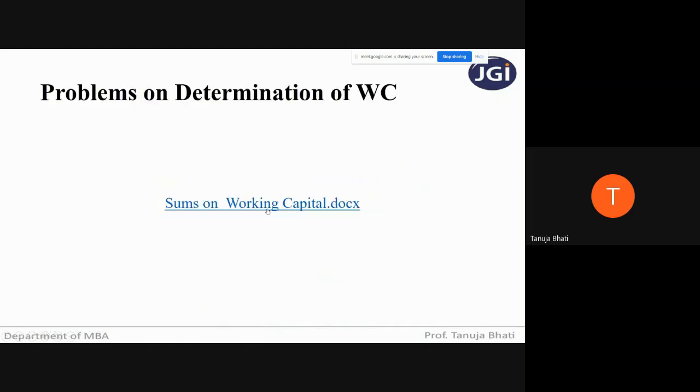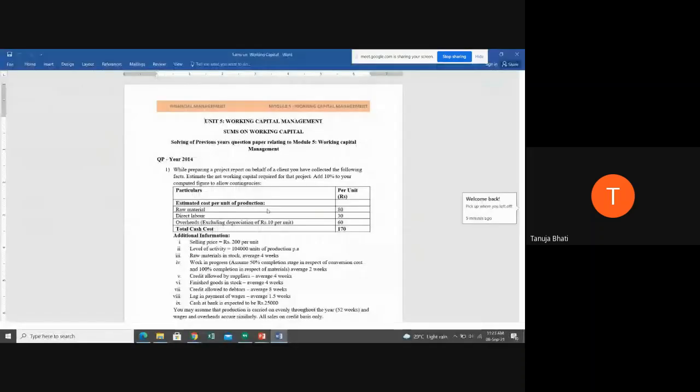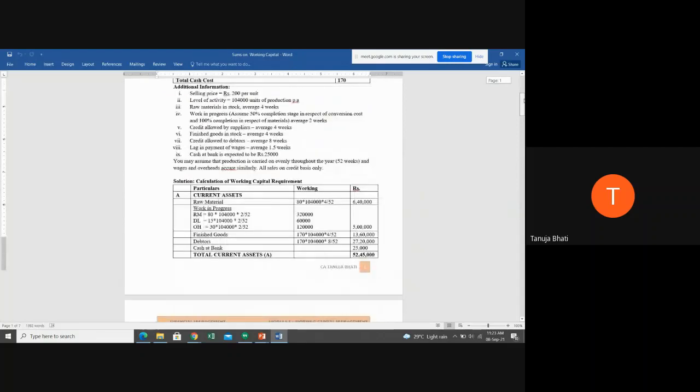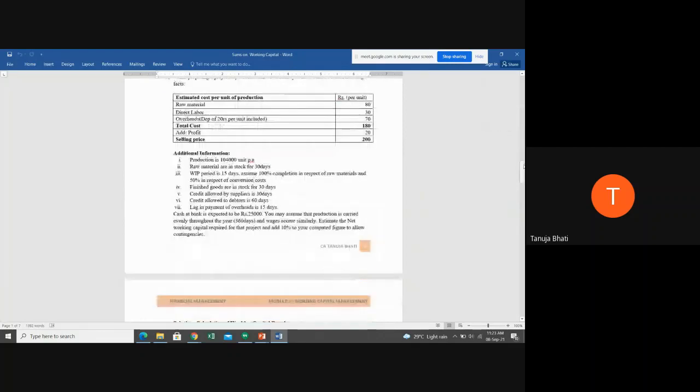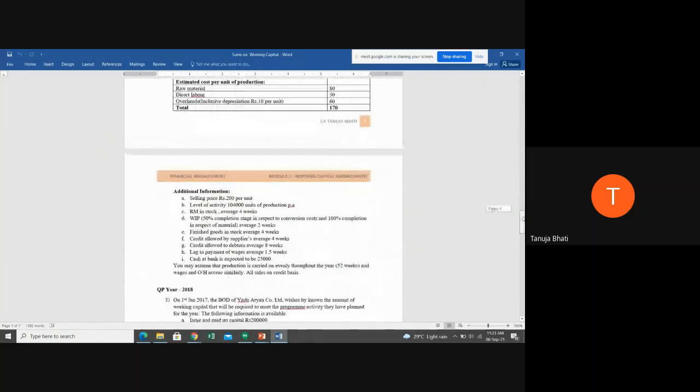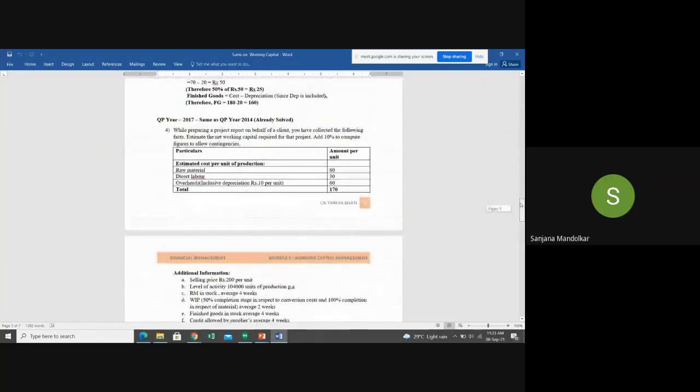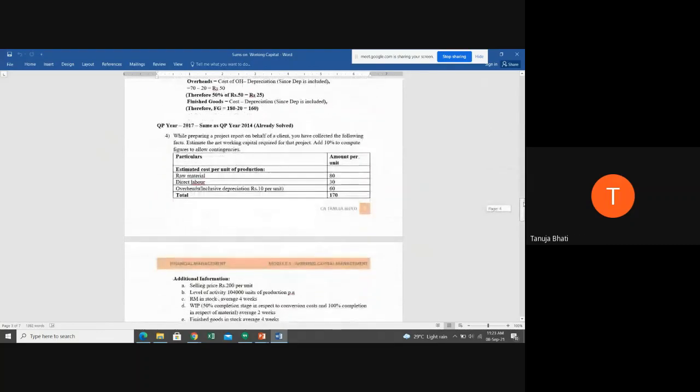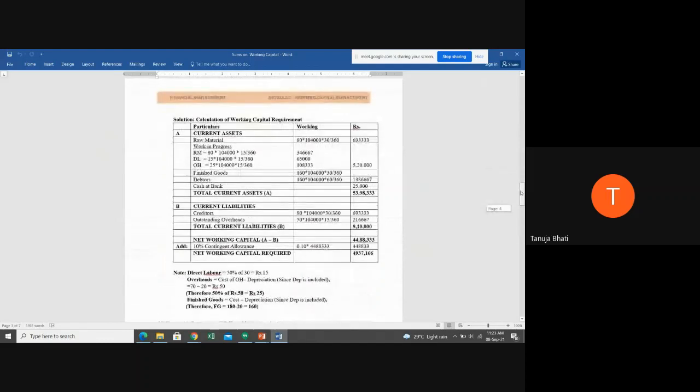Next, we had solved 3 problems on working capital. Today we will solve the remaining. Is this Word document clear and visible to everyone? Yes, students? Is this Word document visible to everyone? Yes, ma'am. Okay. So yesterday we had completed 3 problems.